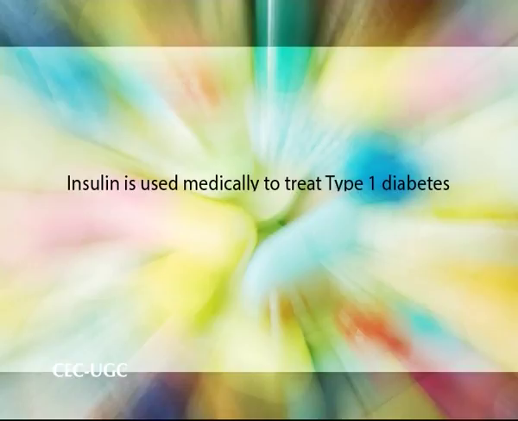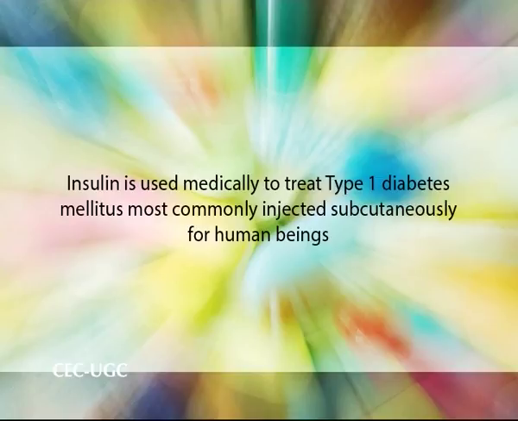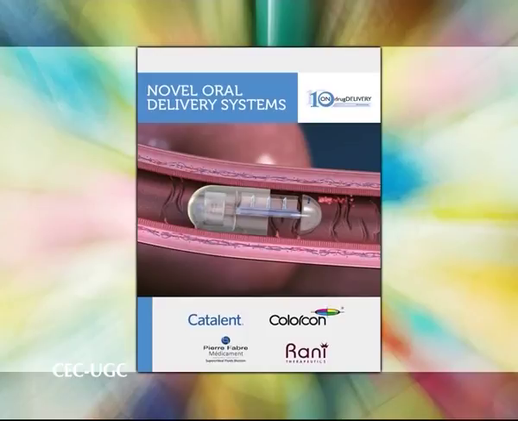Insulin is used medically to treat type 1 diabetes mellitus, most commonly injected subcutaneously for human beings. The realization that insulin injections have become a part of life can be extremely harrowing for many diabetic patients. Oral delivery of insulin in tablet form has always been a significant challenge for pharmaceutical researchers. This study is a prospect of oral insulin tablet through pharmacoinformatics approach.